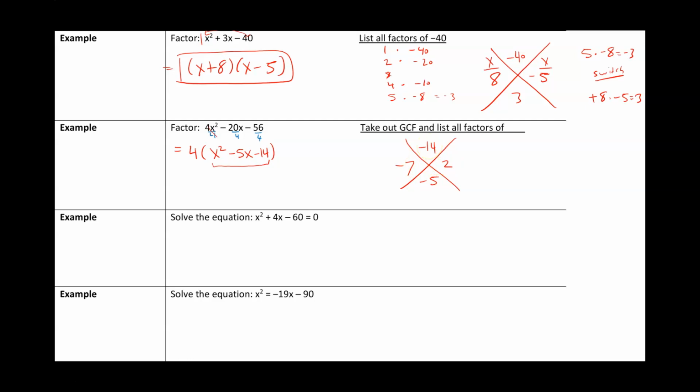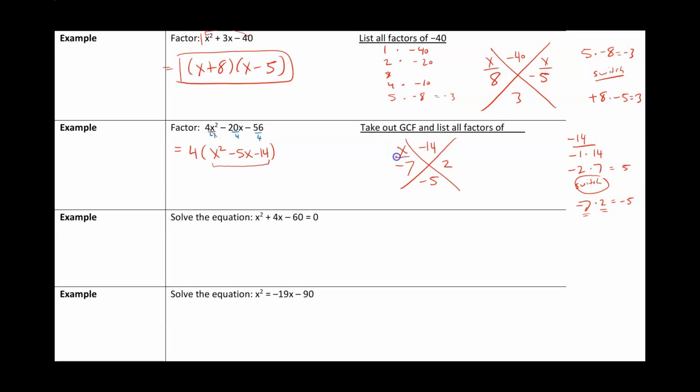Now, if you can't just think of that, that's okay. List out all the factors of negative 14. So there's negative 1 and 14. There's negative 2 and 7. These add up to be a 5, but we have to switch them, because this adds up to be a positive 5. So it has to be a negative 7 and a positive 2, so they can add up to be a negative 5.